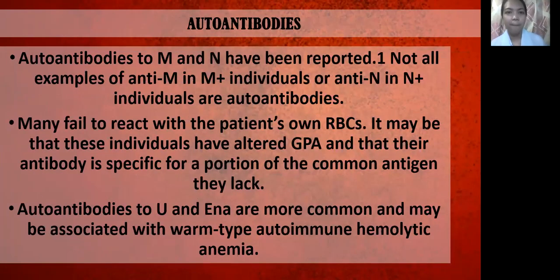So next are the autoantibodies. Autoantibodies to M and N have been reported. Not all examples of anti-M in M-positive individuals or anti-N in N-positive individuals are autoantibodies. Many fail to react with the patient's own RBCs. It may be that these individuals have altered GPA and that their antibody is specific for a portion of the common antigen they lack. Autoantibodies to U and En(a) are more common and may be associated with warm type autoimmune hemolytic anemia.